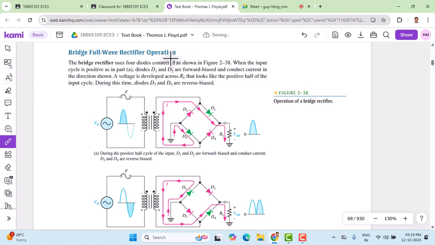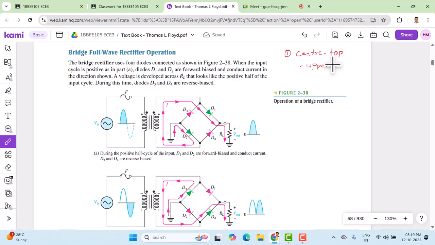The main drawback of the full wave rectifier is two things which I need to highlight here. The center tap problem. Number one, the center tap itself is a problem, because with these types of transformers, though we said that exactly the voltage in the upper half and lower half should be the same, it's very difficult to get the upper half and lower half voltage exactly the same.